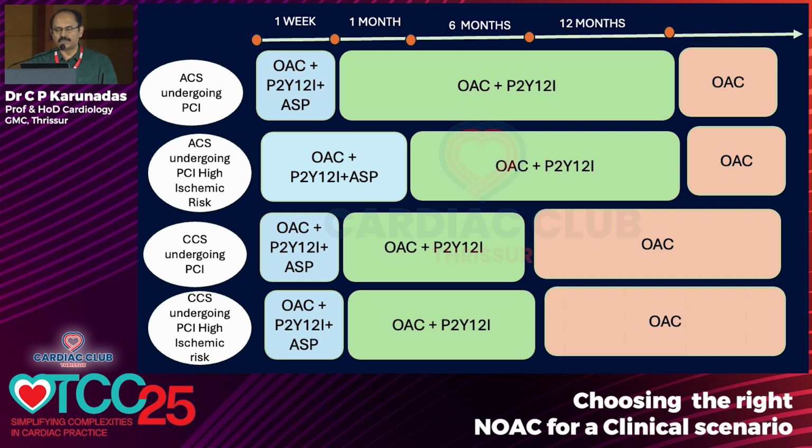If it's a high risk PCI, a lot of thrombus, a lot of complicated PCI, you extend the triple therapy for 1 month, up to 1 year, continue OAC with P2Y12 inhibitor and then OAC alone. Chronic coronary syndrome undergoing PCI: first 1 week triple therapy, first 6 months double therapy. If it's a chronic coronary syndrome with high ischemic risk, again first 1 week OAC, up to 6 months OAC plus P2Y12 and then OAC alone.